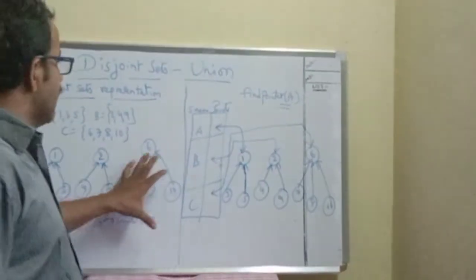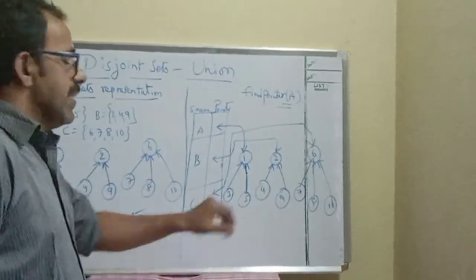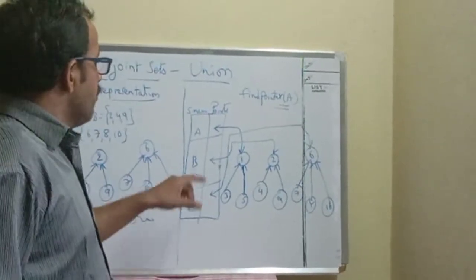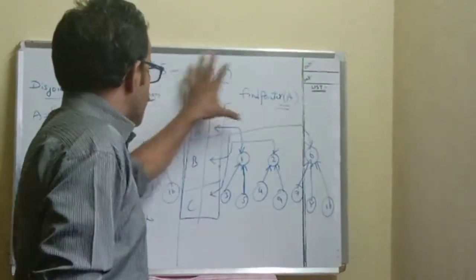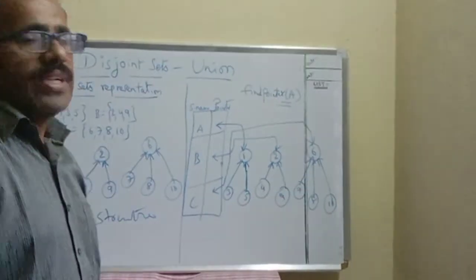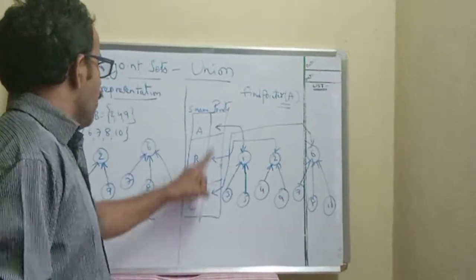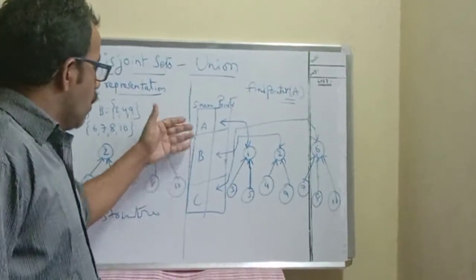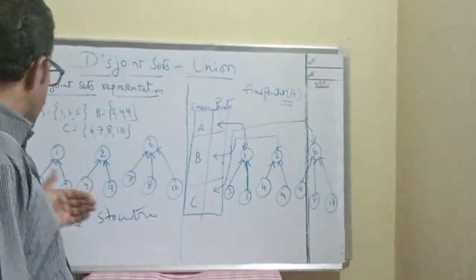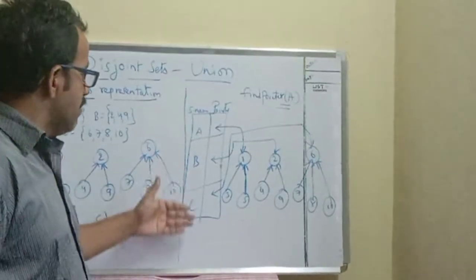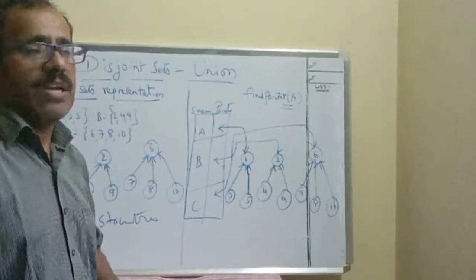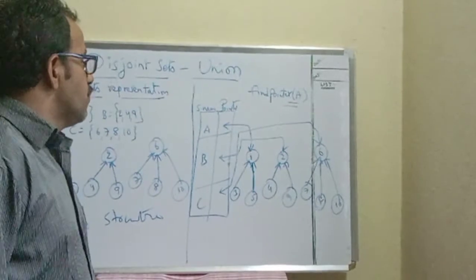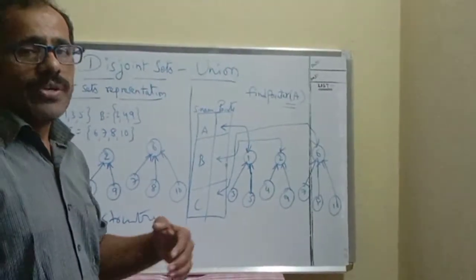Now assume these three are three different sets. Then we can represent data by using this particular structure. Now take one two-dimensional array with two columns and three rows, because there are three sets. If n number of sets are there, then take n rows. And the next column is used for pointing to the respective tree root node.